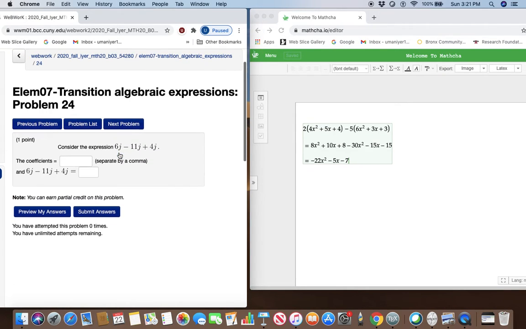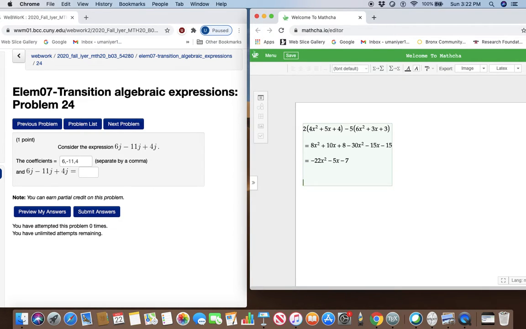Next problem. Okay. 6j minus 11j plus 4j. Notice it's the same variable. What are the coefficients? The coefficients are 6, negative 11, 4. Now if I have to combine, they are all j's, right? So they are all like terms. 6j minus 11j is negative 5j, plus 4j, so negative 1j.